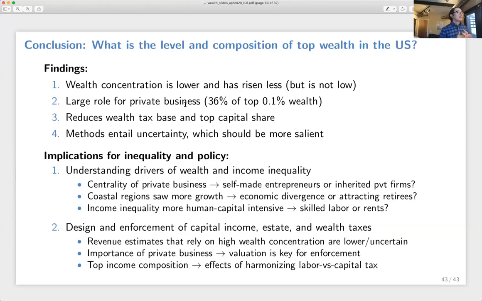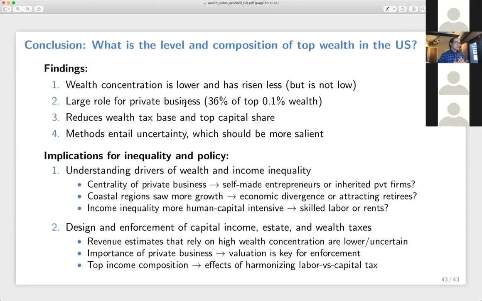These estimates are better than nothing, but these are not the indisputable truth. So we should work on standard errors going forward in this literature. But hopefully we're providing some insight and helping raise questions going forward, thinking about, as Prab said, self-made entrepreneurs versus inherited private firms, economic divergence across space, thinking about the relative importance of skilled labor versus rents for human capital intensive income inequality, and there are a bunch of tax policy implications.